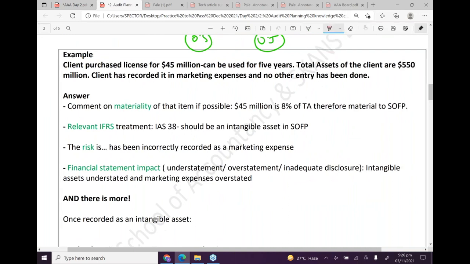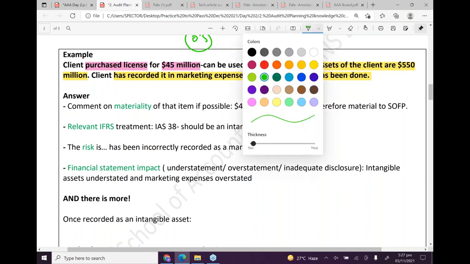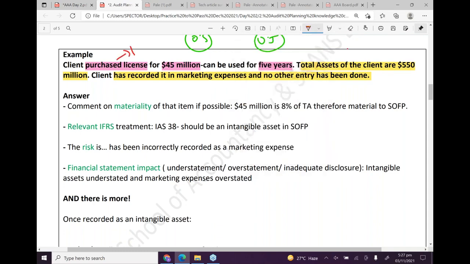So in the question, it says the client purchased a license for 45 million. They can use it for 5 years. Total assets of the client are 550 million, and the client, potentially being an unqualified accountant, has recorded this in marketing expense and no other entry has been done. This is from the past exams. Now, as a AAA student, the minute I read this, I should identify this is not a marketing expense. This needs to be recorded as an asset.